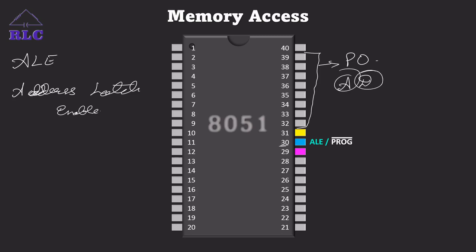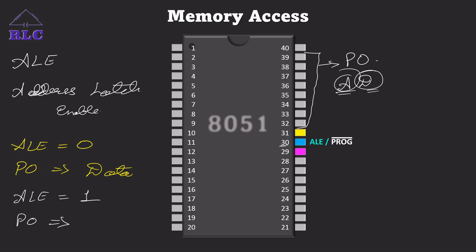To distinguish whether the port 0 pins are carrying address or data, this ALE pin is used. If the ALE pin is equal to 0, it indicates port 0 is carrying data. If the same ALE pin is equal to 1, it indicates port 0 pins are carrying address.